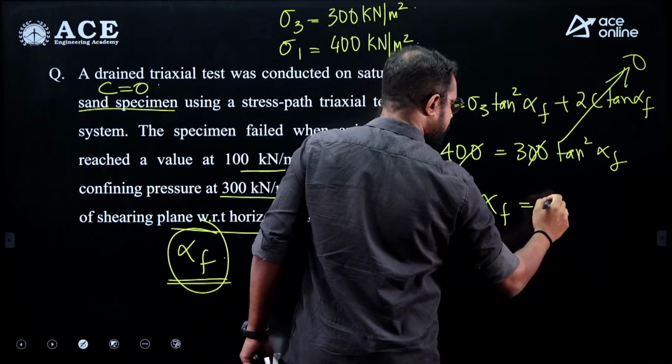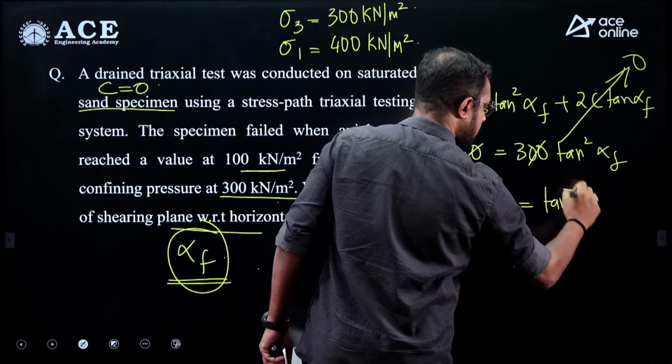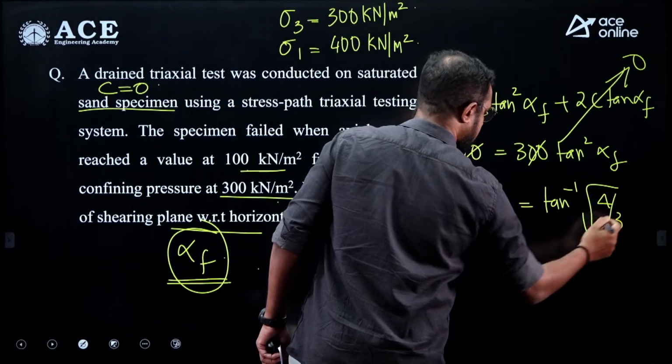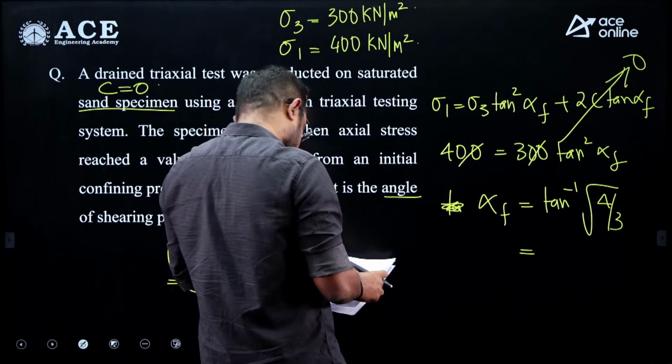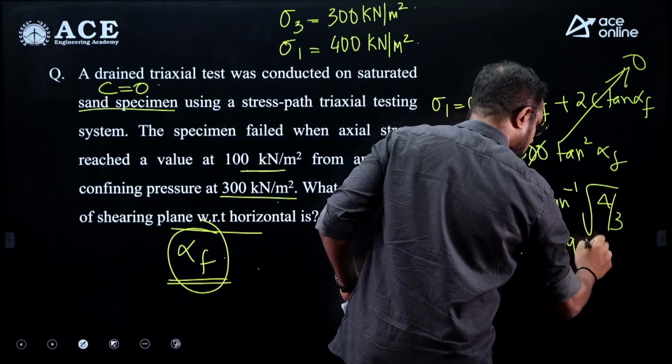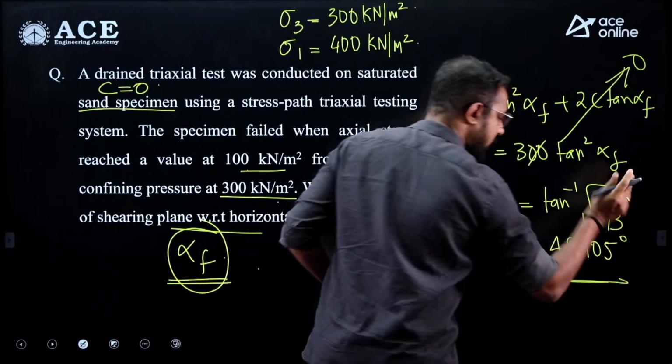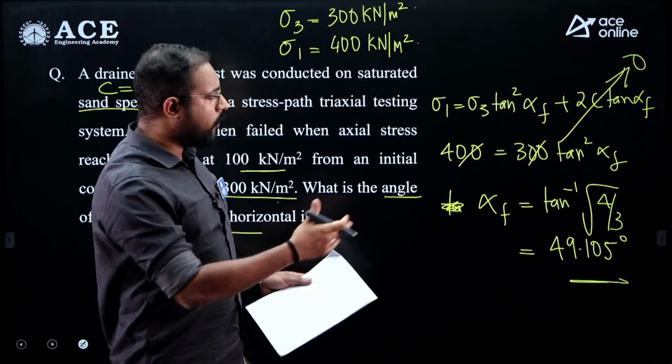Alpha F will be equal to tan inverse of under root of 4 by 3. What is the answer you will get? I think you will get the answer as 49.105 degrees. This is the easiest way of solving the answer. Don't go for any other relations.